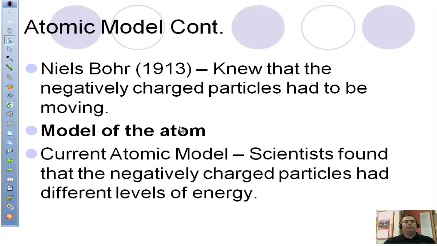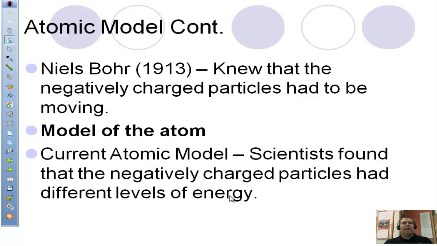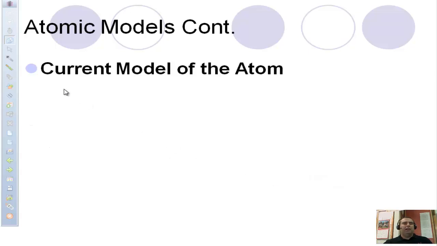For our current atomic model, there was actually another piece of the puzzle that took about 21 more years. About 1934, that final piece of the puzzle was found. Scientists found that the negatively charged particles had different energy levels. Again, if you go back and think of that picture that I just had on the board, where we said there were multiple energy levels, Niels Bohr said that there really would have only been one energy level. And today's model has different levels of energy. Those different levels of energy are going to be called orbitals. They are designated energy levels, with different amounts of energy at each level.